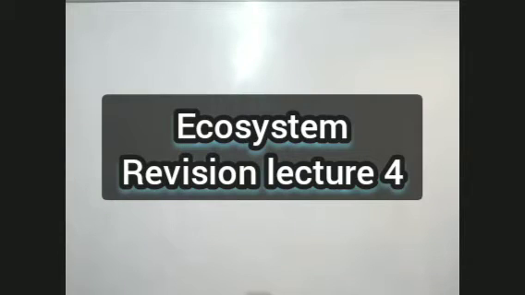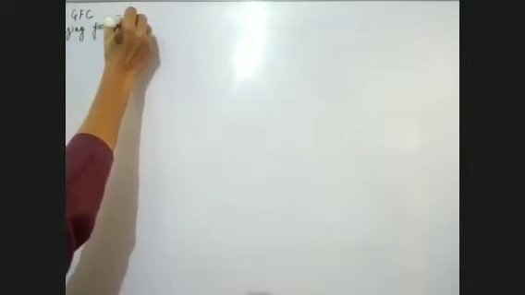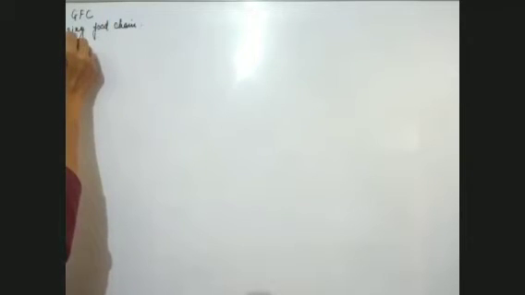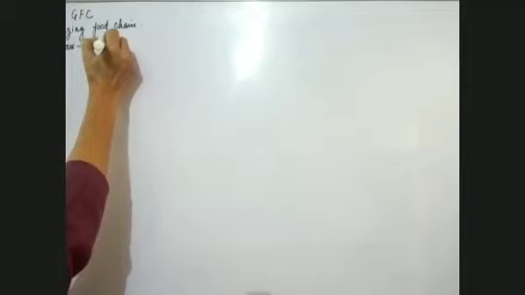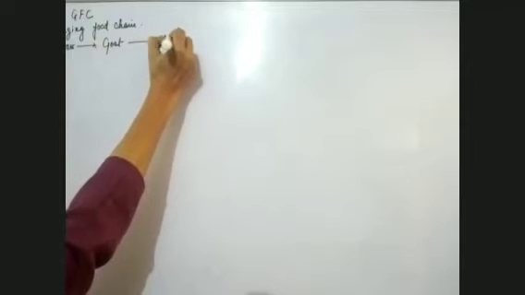Yesterday we were doing the grazing food chain and the detritus food chain. I gave you an example of a grazing food chain. In that example, I gave you the example of grass, which is eaten by a goat, which is eaten by a man or lion. So GFC, or grazing food chain: grass eaten by goat, which is further eaten by man or lion, anything you can say.